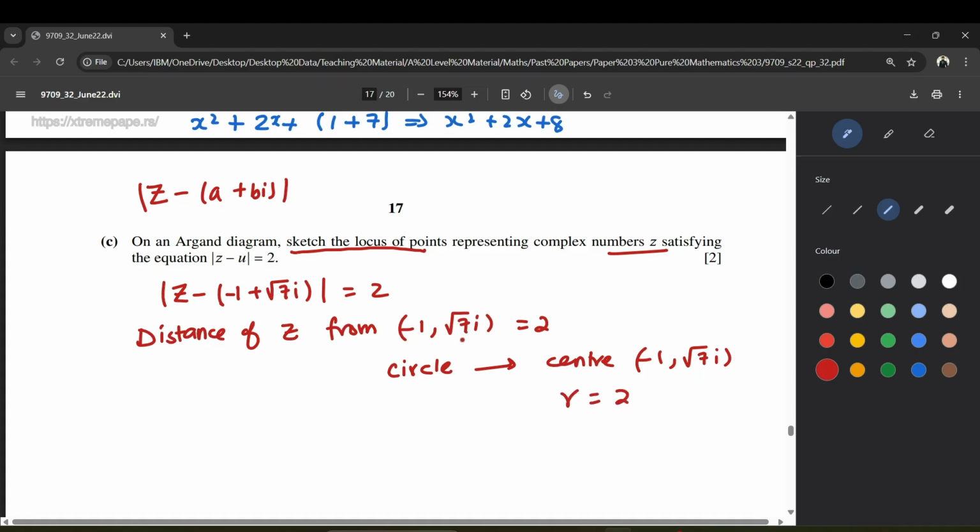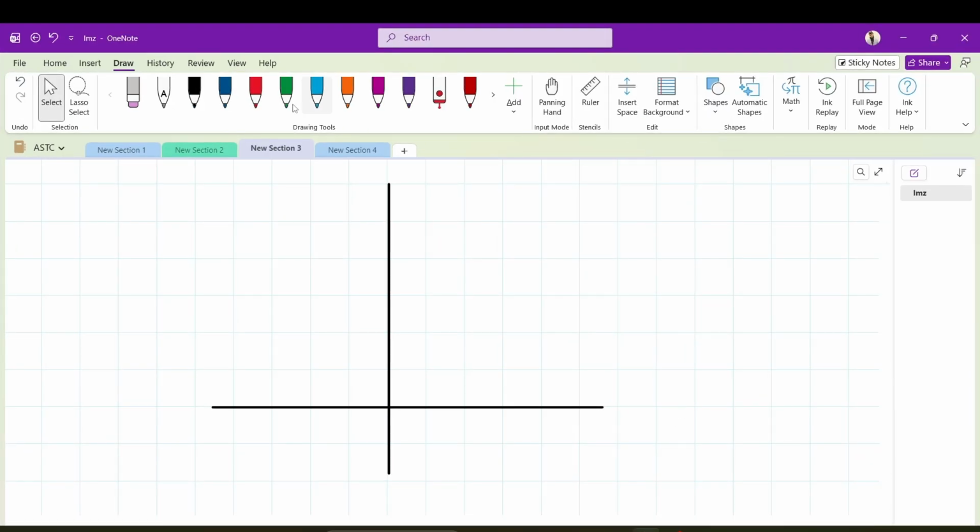Now, how do we know that this is a circle? Because whenever you have modulus on one side and a constant on the other side, that is always a circle. Okay, all right. Now we can sketch this over here. So this is the imaginary part of z and this is the real part of z.